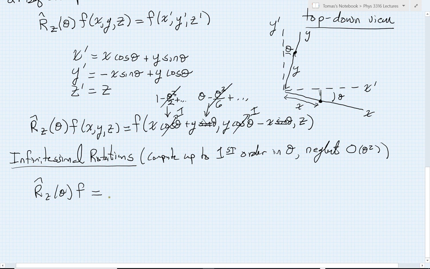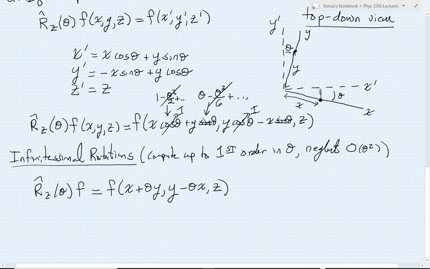The result of this then is f evaluated at essentially the original point, x, plus a small change. The amount of change is just the small angle theta times y, so x plus theta y. The y coordinate, again, is mostly intact. It's just the original y value, but now minus a small amount, minus this small angle theta times the x coordinate, comma z.